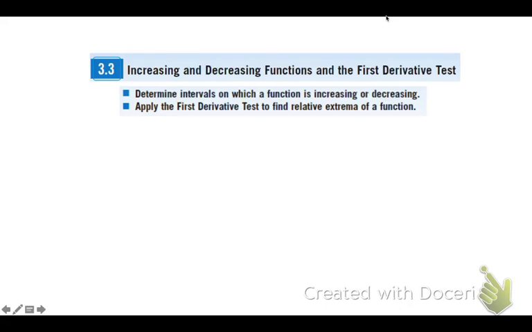Okay, 3.3, increasing and decreasing of the function and the first derivative test. Well, have we been doing first derivatives already? Yes. So we're going to add another meaning to what a first derivative can tell us.